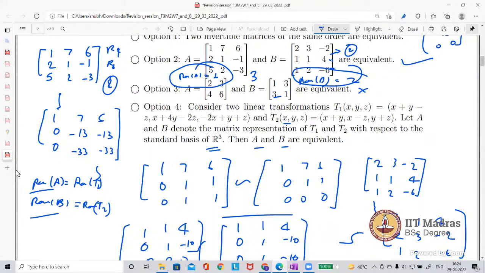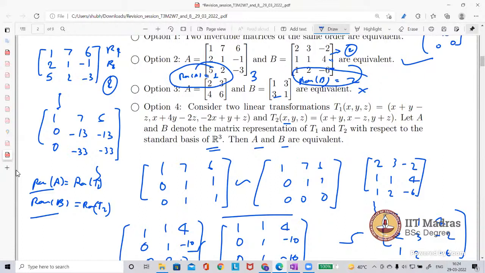How can we find the rank of the transformation directly? If you do more practice, then you can. Otherwise, here I'm getting the feeling that both are full rank. Is it correct?